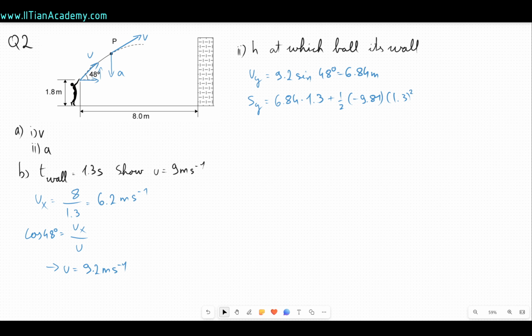So if we plug this into our calculator, we get 0.603 meters. However, what the question asks is the height above the ground at which the ball hits the wall. So this height we found is simply this height over here, as we took this as our initial height. However, the person is 1.8 meters high, so the height h will have to be the 0.603 plus the 1.8 initial height, which will give us approximately 2.4 meters.